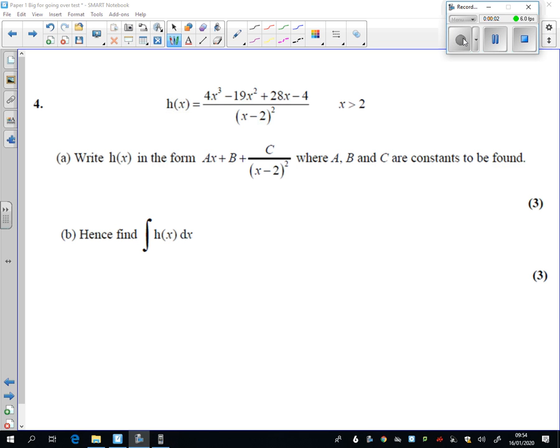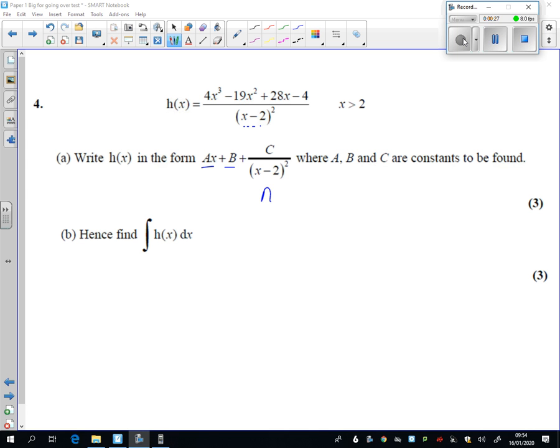Question 4, first time in the paper where you've got quite a lot of algebra to work with. You could do this by doing a long divide, sort of multiply that out and then do a long division. I'm going to do it in a different way, in that I'm going to put this all over the common denominator of x minus 2 all squared, and then use a sort of partial fractions-style method.